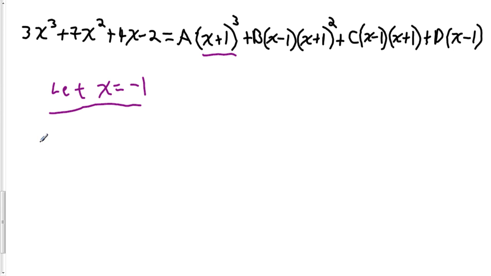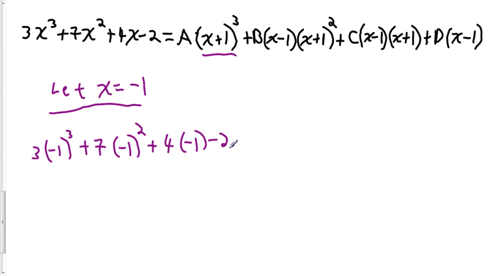So when I let x equal negative 1, on the left-hand side, I'm going to have 3 times negative 1 cubed plus 7 times negative 1 squared plus 4 times negative 1 minus 2. On the right-hand side, when I plug negative 1 into this term, it makes this factor 0. It's negative 1 plus 1, making this a 0 times a. So I'm not going to write that. That's just going to be a 0.